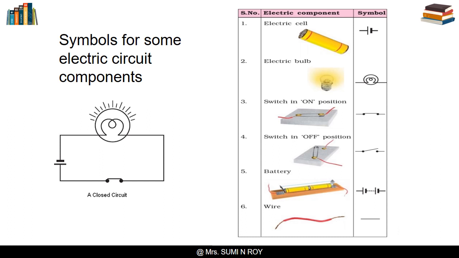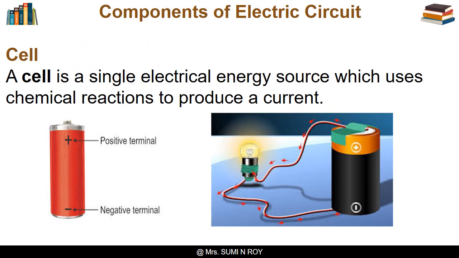For a switch, the on position and the off position are represented by the symbols as shown. The wires used to connect the various components in a circuit are represented by lines. A battery and its symbols are also shown. Now, let us define components of electric circuit one by one.